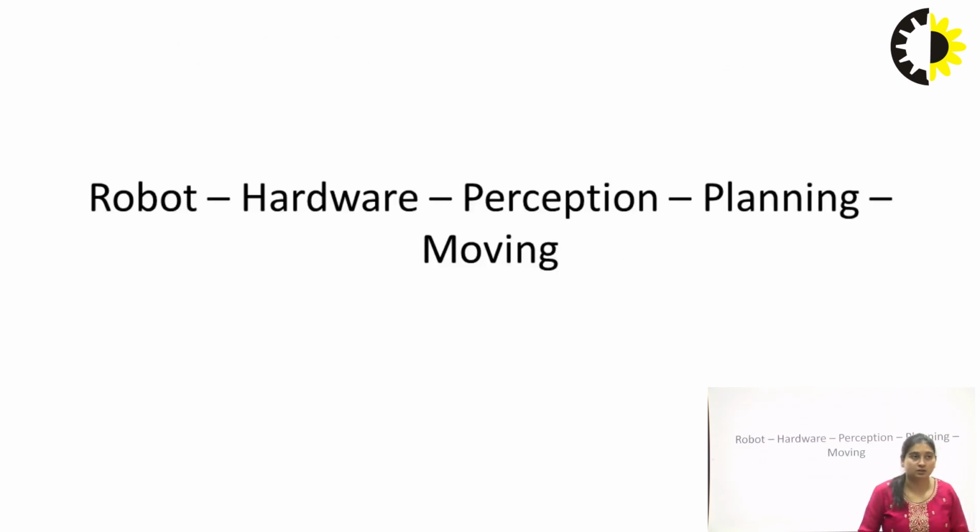Now this is the machine translation, the statistical machine translation, and natural language processing. These subtopics come under natural language processing. Now the next thing is robots, and in robots we'll study what is hardware, what is perception, what is planning, and what are movable parts, you can say.